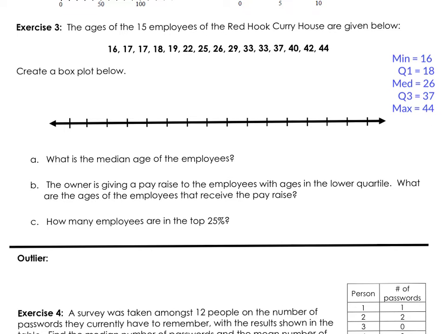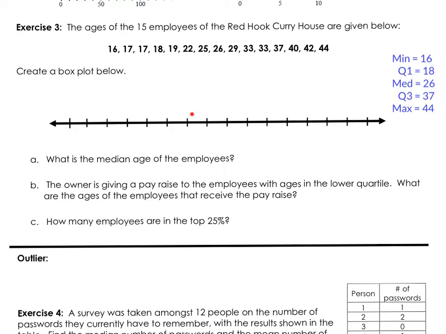Okay, so this is what I meant by yours should match mine. Your minimum should be 16, Q1 18, median 26, Q3 37, and the maximum is 44. So once we have all those data pieces written down, we're ready to create our box plot, but I need to decide what I want to put on my numbers.